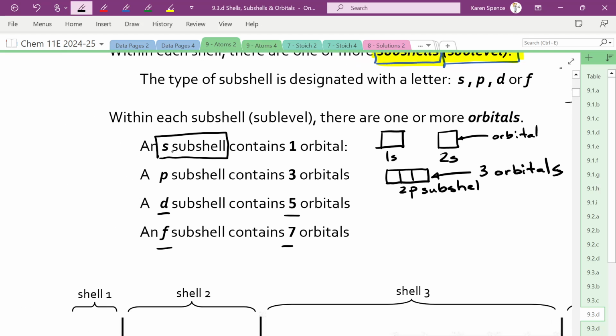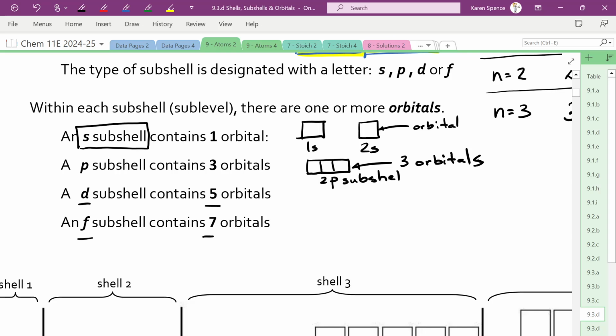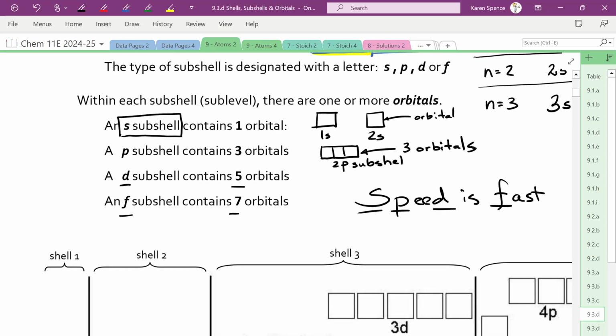Now, how can you remember the order of these orbitals, S, P, D, F? Well, speed is fast. Okay, so S, P, D, F. Speed is fast. Forgot to underline the D, sorry. And we have 1 s orbital, 3 p orbitals, 5 d orbitals and 7 f orbitals.